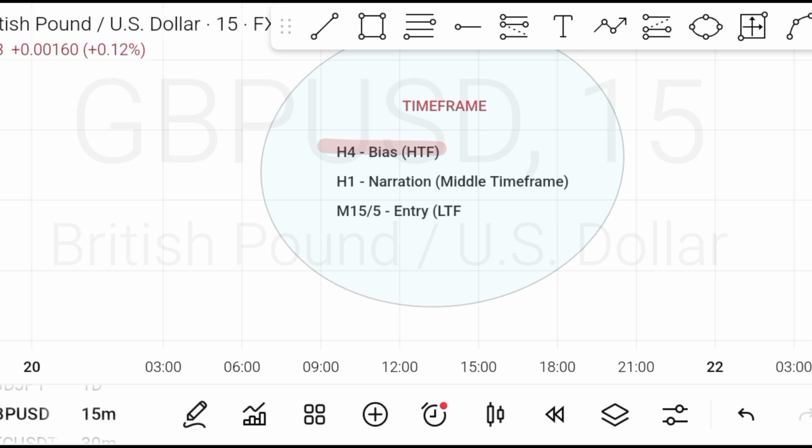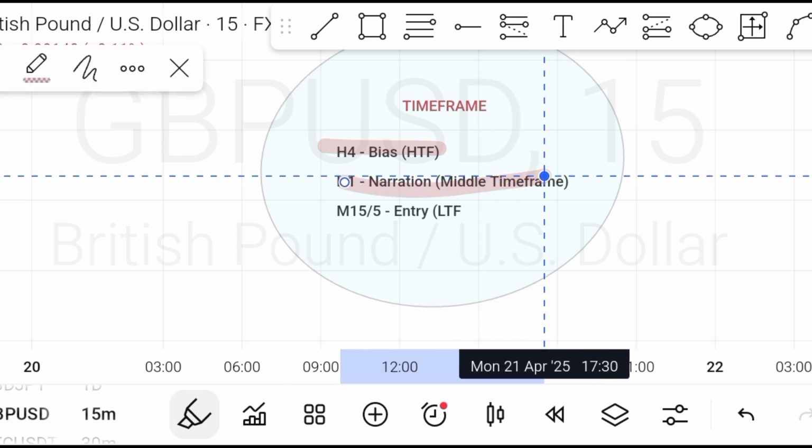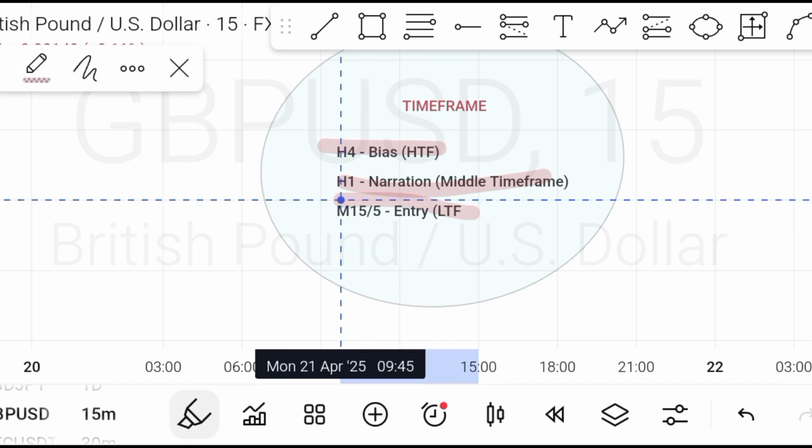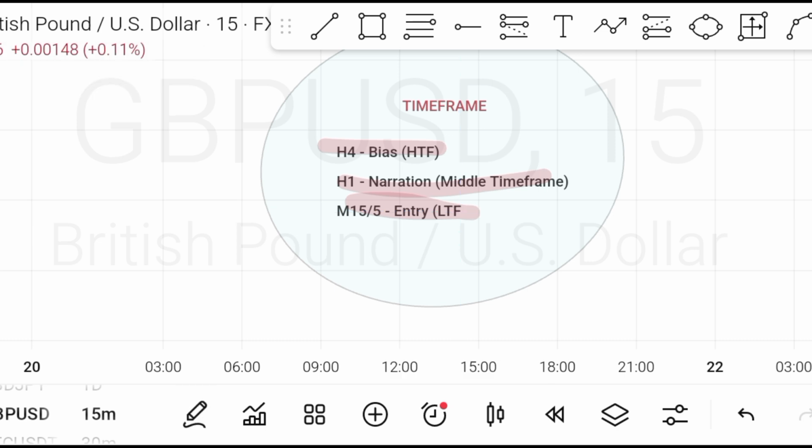You don't just trade anyhow. You don't just trade based on sentimental stuff, you trade what the market is actually telling you. So in a case like this, we have the higher time frame, which is our bias, and the middle time frame is the narration. This middle time frame is the 1 hour time frame, and it is going to tell you the current trend, what is happening right now. Based on what those two time frames have told us is when we are going to be taking our entry.